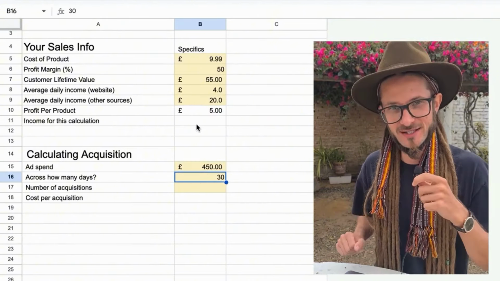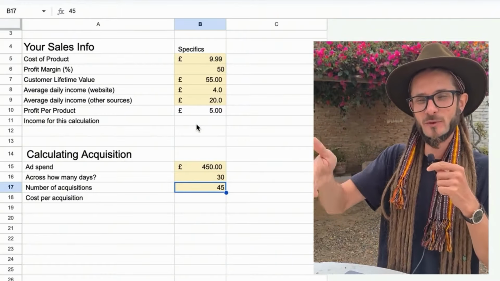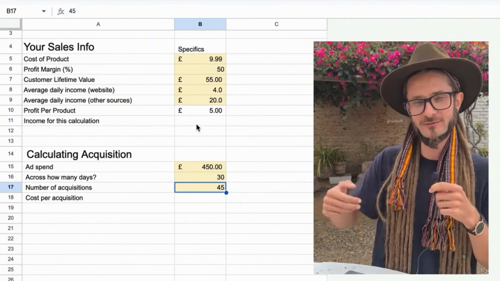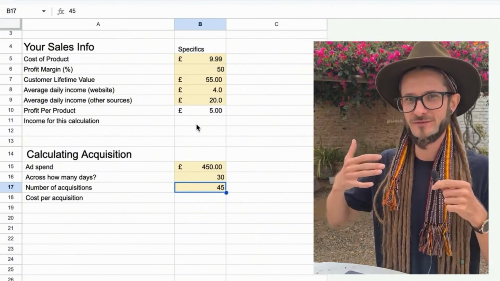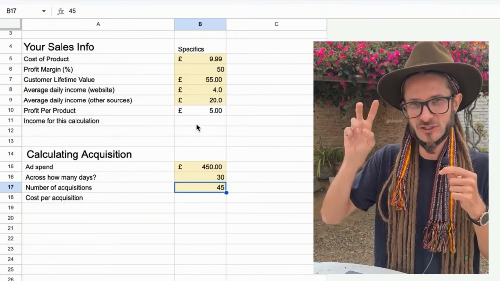We want to be looking at a 30-day period, so for the last 30 days. The number of acquisitions that we need to hit, or that we want to hit, or that we have hit, can be added in here. So for £450 spend, across that last 30 days, we had 45 sales, 45 leads, 45 whatever it is that your target is, whatever the acquisition looks like for you.